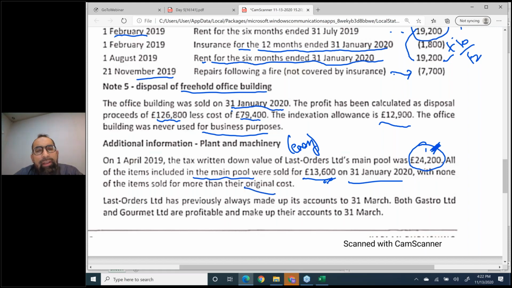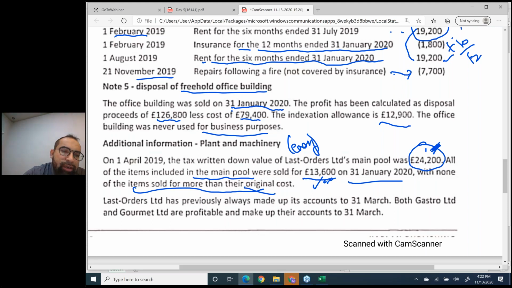That's also very important. Whenever there is a disposal, I taught you on day 3 as well, and you must have done this also, what amount is deducted from the disposal amount? Whenever an asset is disposed of, you have to write the lower of cost and DP. So they have clearly identified that none of the items were sold for more than their original cost. That means DP is lower. So this figure is correct. Okay.